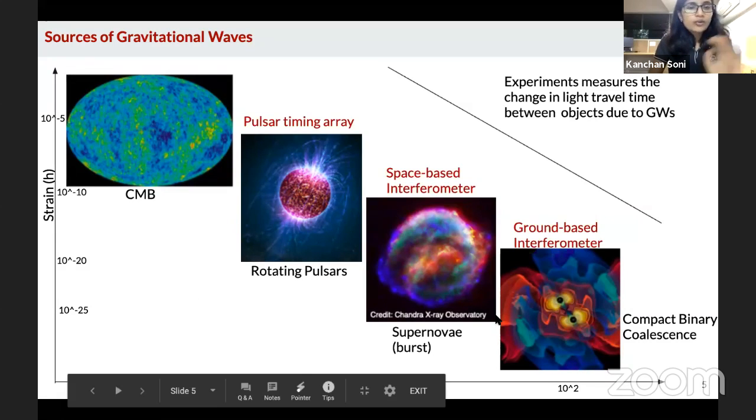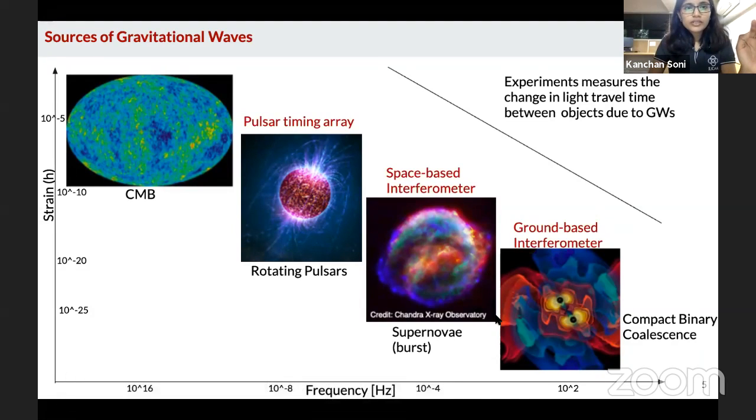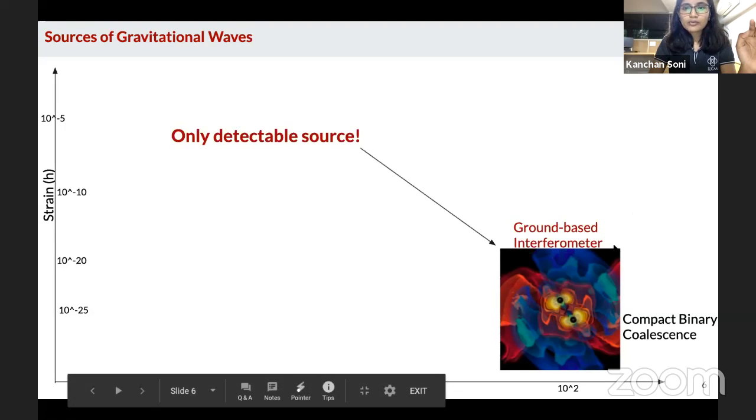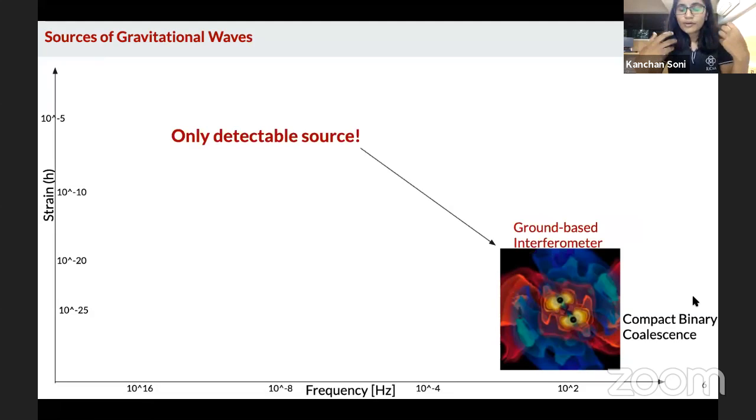So out of all these sources, in the current scenario, we have only detected sources with ground-based interferometers, which mostly detect signals from the merger of compact objects. And this we will see in the next slide. How do we actually see gravitational waves emitted from these objects?